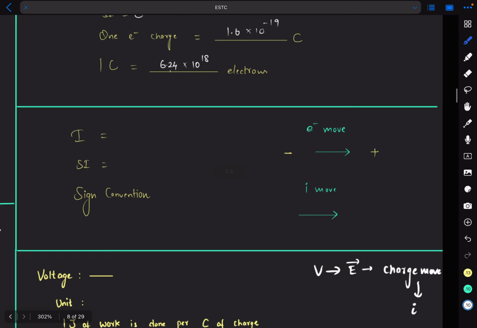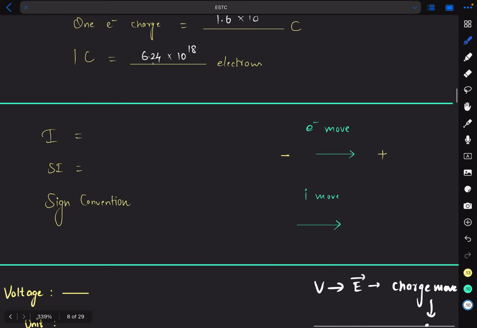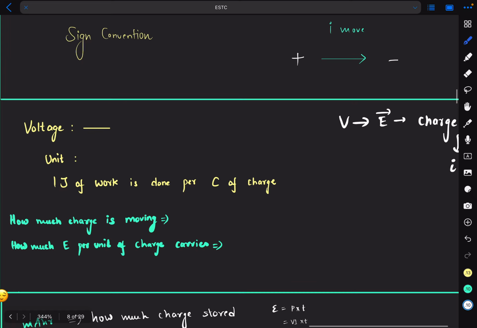Now let's understand current. Current is nothing but the rate of flow of charge per unit of time. How much charge is moving is said by the current, and the current unit is ampere. We have a sign convention for the current. We know the electrons move from the negative terminal to the positive terminal, whereas the current moves from the positive terminal to the negative terminal.